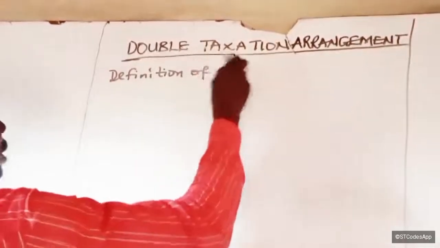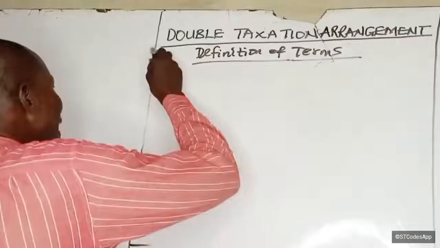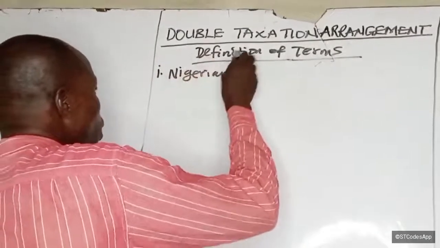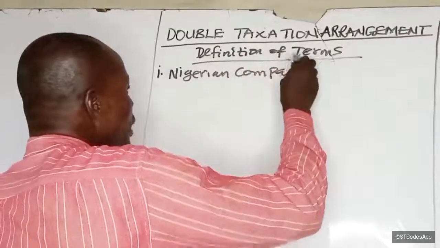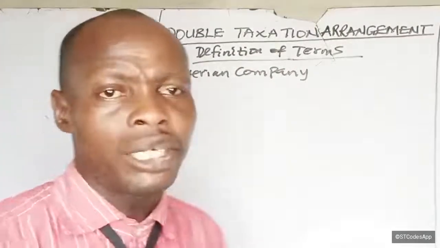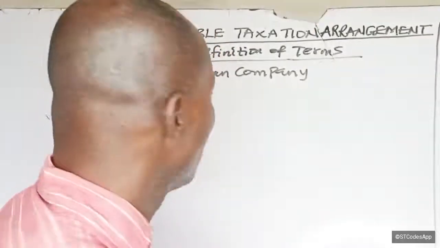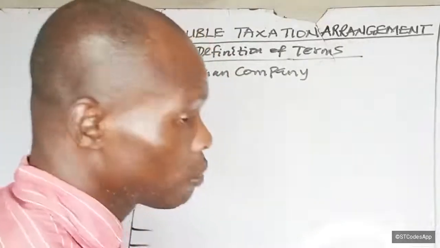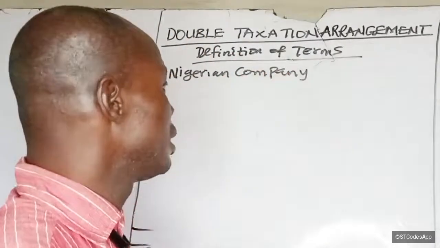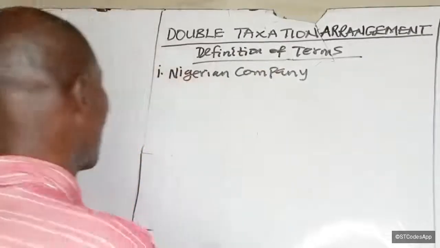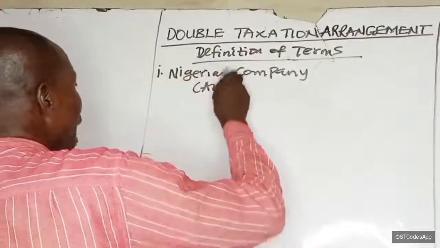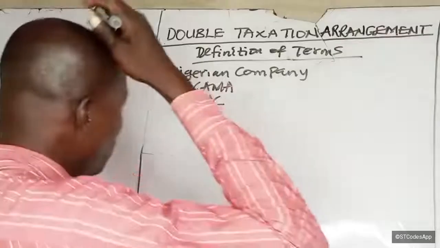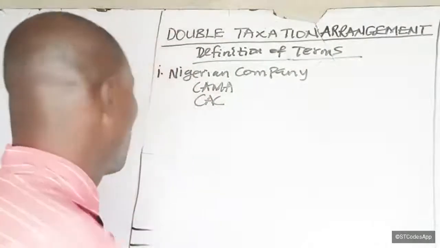Number one term, which I will examine, is Nigerian company. A Nigerian company is a company that is established under the Nigerian law. So, a company that is incorporated under the Nigerian law, such as the Companies and Allied Matters Act, a company registered under the Corporate Affairs Commission in Nigeria, such companies are said to be Nigerian companies.